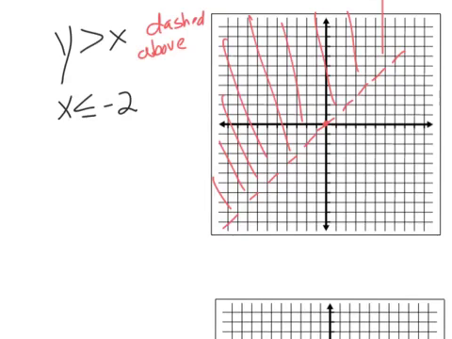So x is less than or equal to -2. That's going to be a solid line. And the x is the vertical line, so I don't have above or below. I have left or right. I'm going to shade to the left because those values are going to be less than -2. So it's a solid line where x is -2, and I shade to the left.